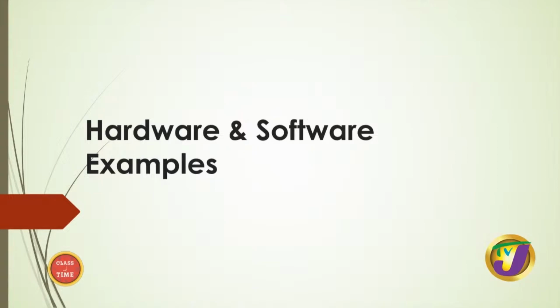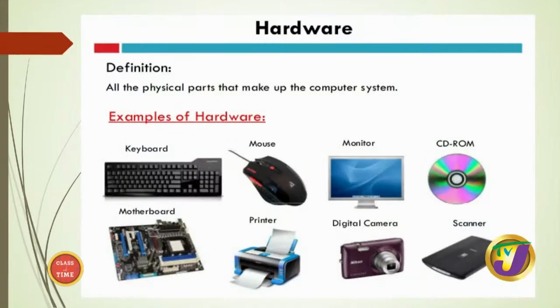Now we are going to be looking at some examples of hardware and software. Now the hardware, as we said before, are the physical parts of the computer systems, and we have some examples there. We have the keyboard, the mouse, the monitor, the CD-ROM, the motherboard, the printer, digital camera, and the scanner. All of these devices you are familiar with already, maybe except the motherboard, which is found inside of the system unit.